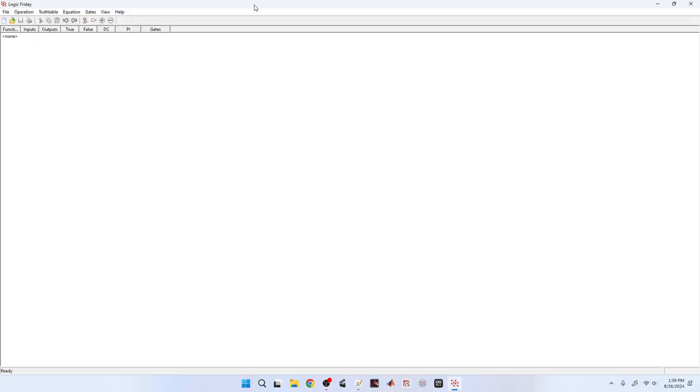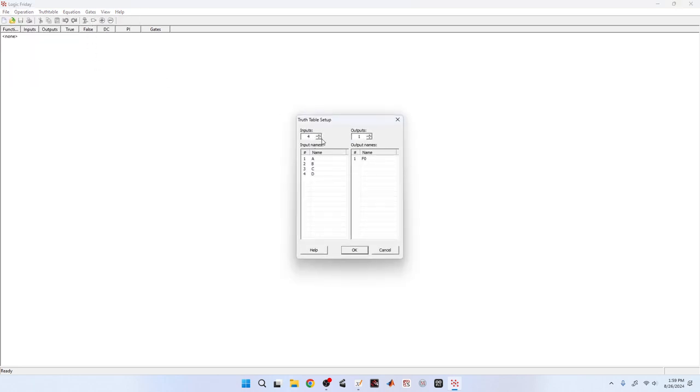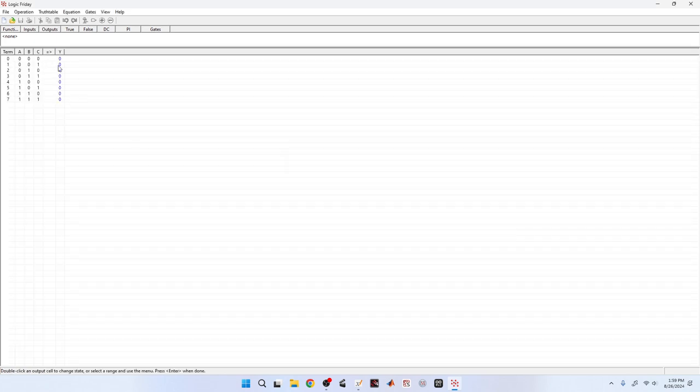So here is the interface to Logic Friday. To get started, we can go up here and say new truth table. There we go. And we want to have three inputs, A, B, and C, and one output. They name it by default F0. Let's call it Y. Click OK. And here's your truth table.